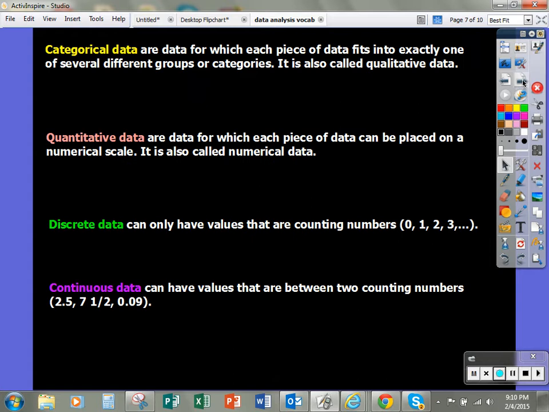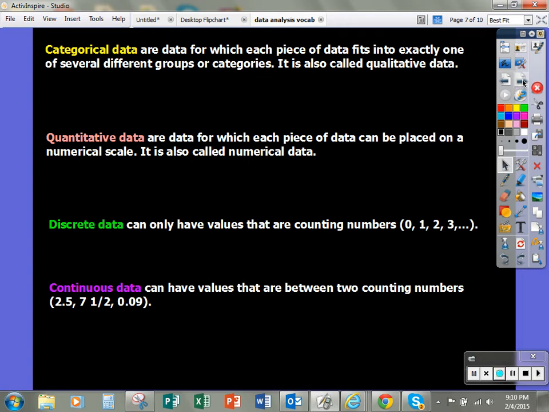There are different types of data. The first is categorical, and it's just what it sounds like. It is data that is grouped in specific categories. For example, it could be what is your eye color, what sport do you play, what is your favorite football team. Quantitative data is data that is placed on a numerical scale.